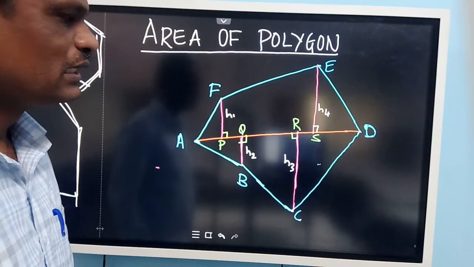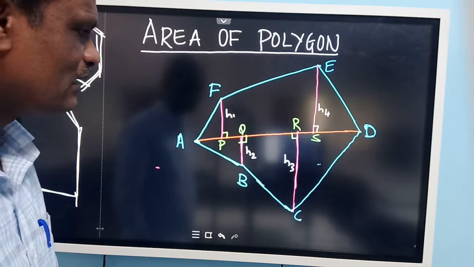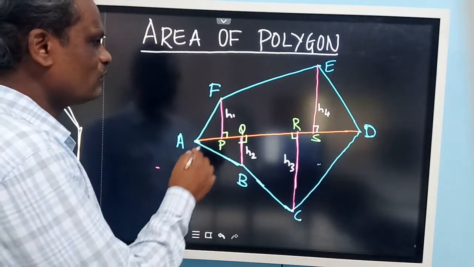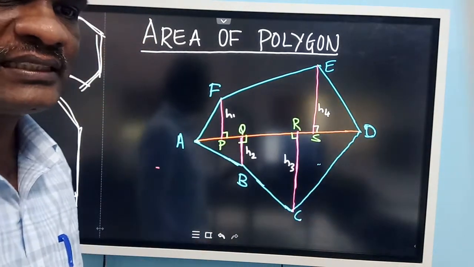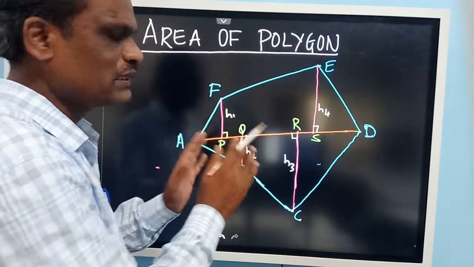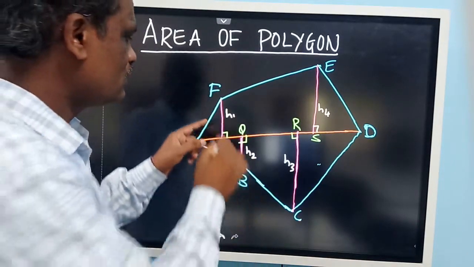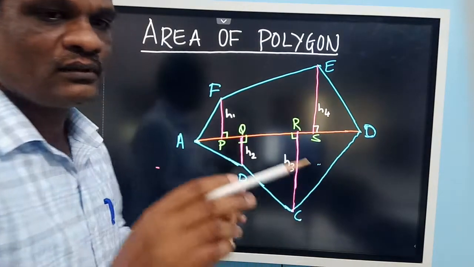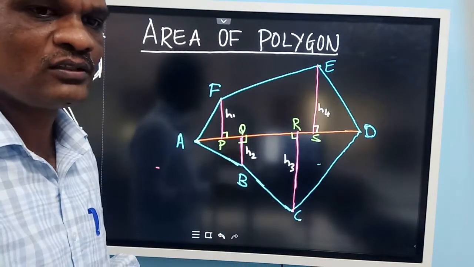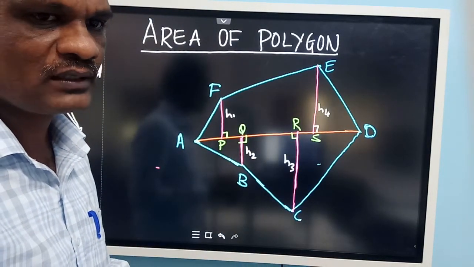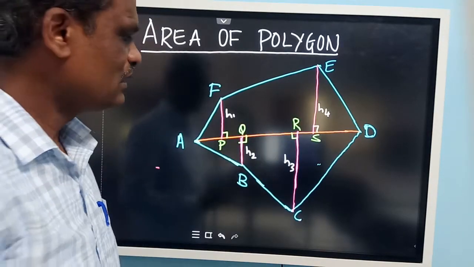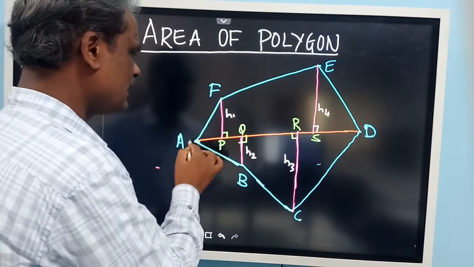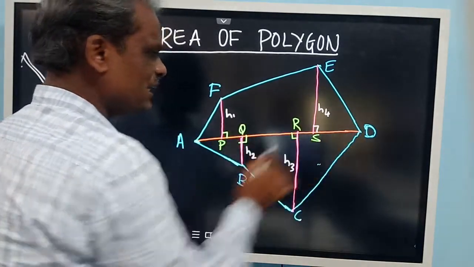Okay. Now, I want to find the area of this hexagon. Look at this. What I can do is divide this hexagon into simple parts, so that each forms a known figure. You should be able to apply the formula. Divide this into different parts of known figures. Look at this. I have joined this diagonal AD.